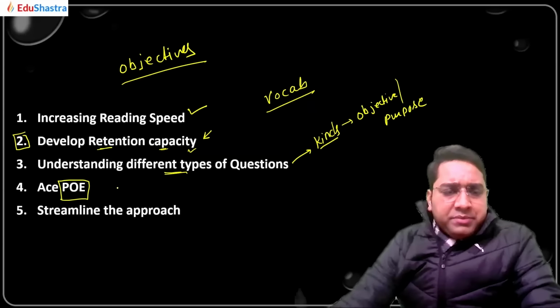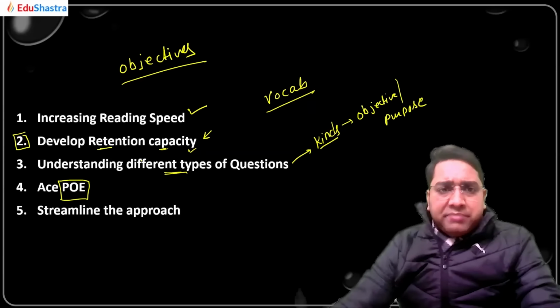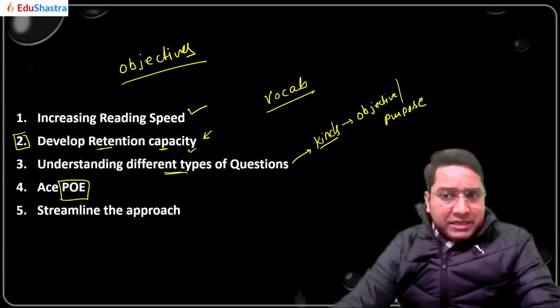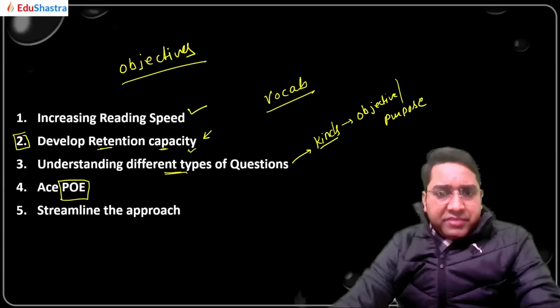Any idea what it means by POE? Because in the previous session of Parajumble, I had mentioned this term precisely. What does it mean by POE? I had precisely mentioned this term. Very good, Ronak. Very good. Any other person?